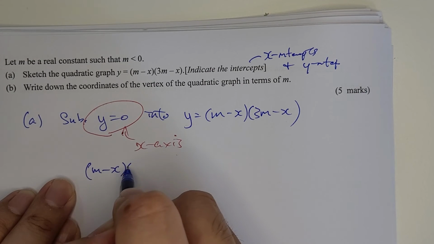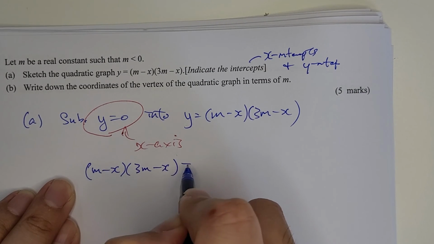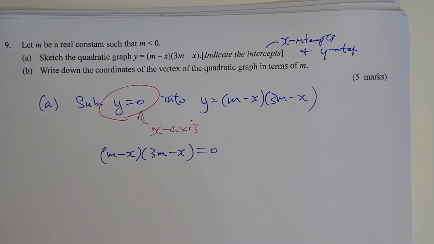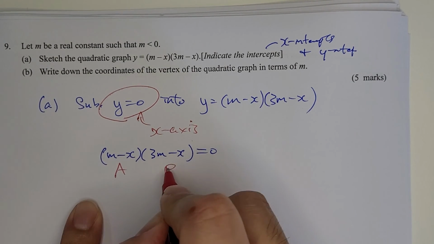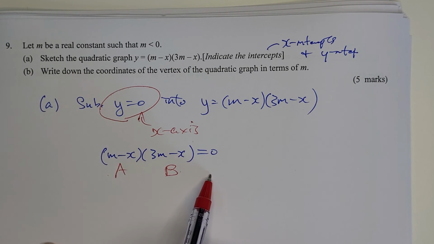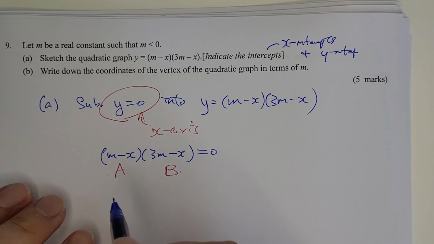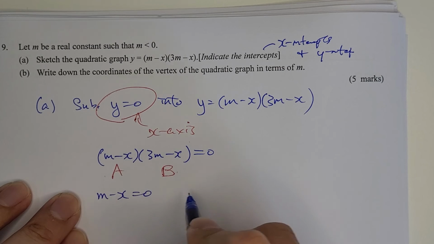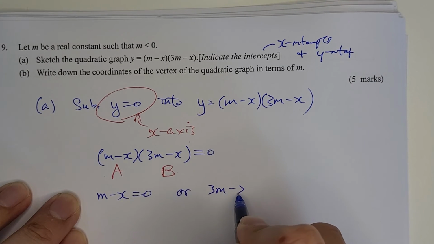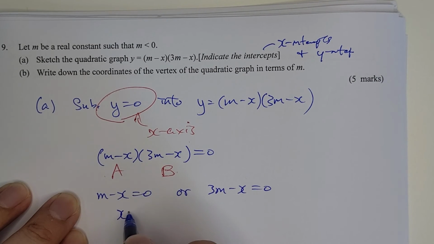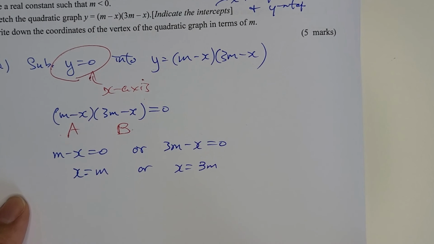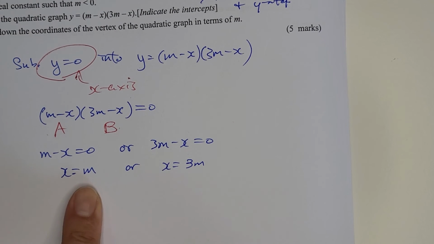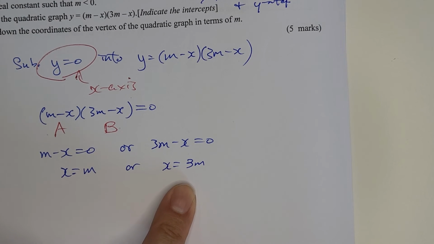m minus x times 3m minus x equal to 0. And here, you will see that there are two numbers, a and b. Their product is 0. So that means either one of them would equal 0. And hence, x equals m or x equals 3m. So you know the x-intercepts, one of them is m and the other one is 3m.